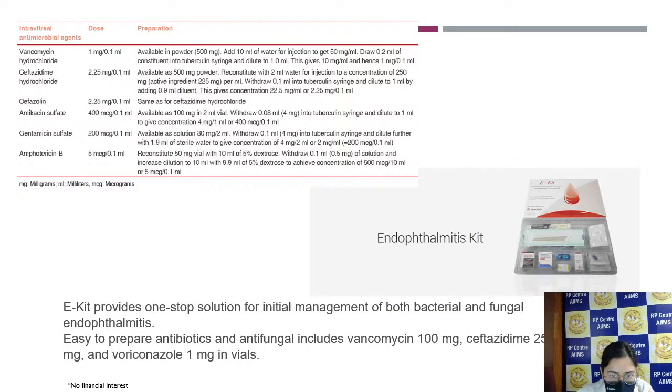Now this is how we usually prepare the antibiotics. So usually the patient gets to us a vial of intravenous drug, either vancomycin or ceftazidime, and we dilute it. The dilution is usually a 4-step process.